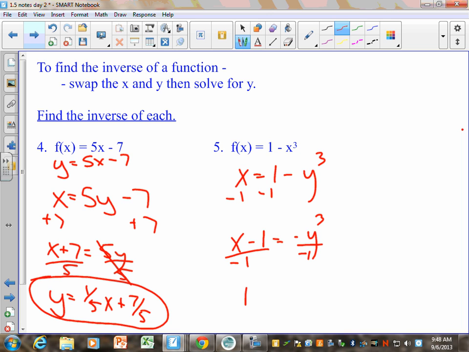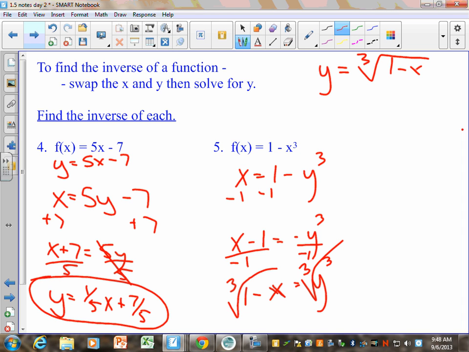I really like to make it look like this because I like my negative to be in the back. But negative x plus 1 is the same as this. And then what am I going to do to get rid of that little 3 there? Yeah, just like when we get rid of a square, we square root both sides. To get rid of a cube, we're going to cube root both sides. And I'm going to get, you know what I should have done the last one? We're going to go back in a second. I get y equals the cube root of 1 minus x.